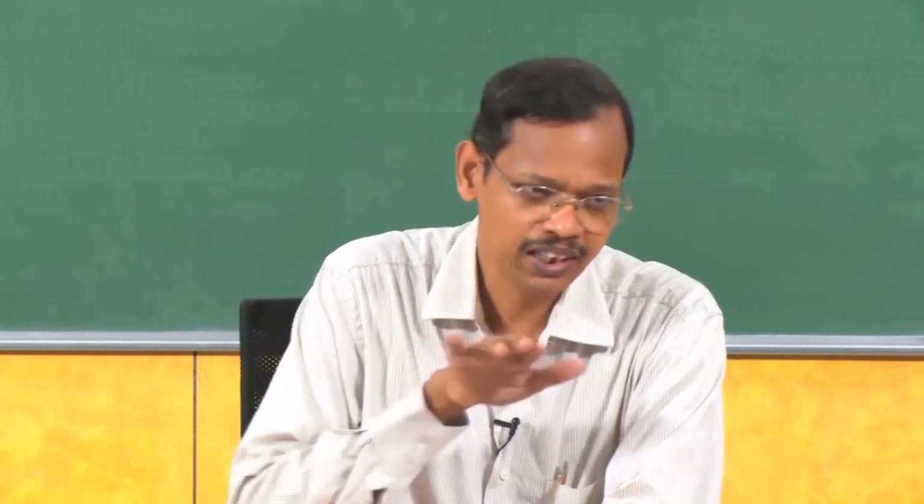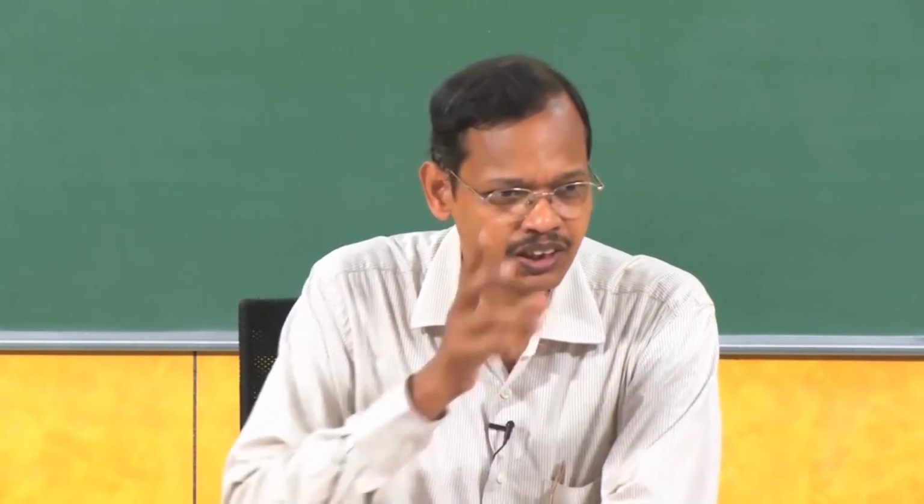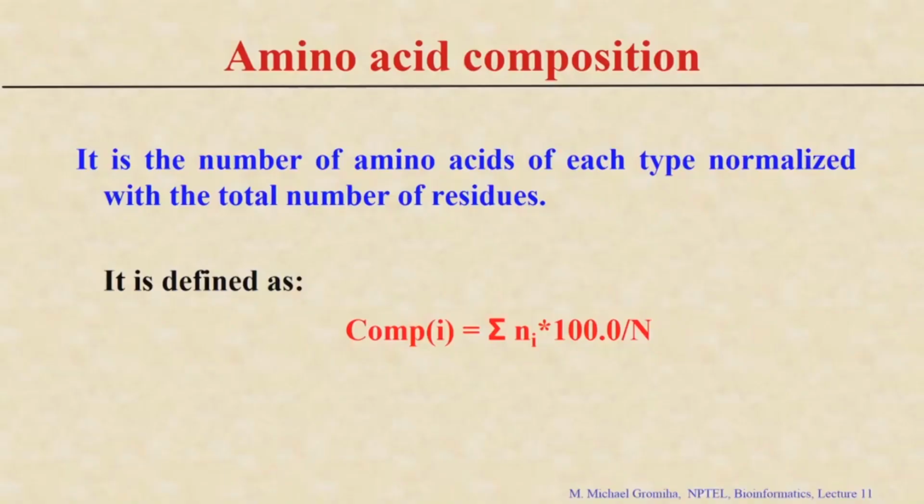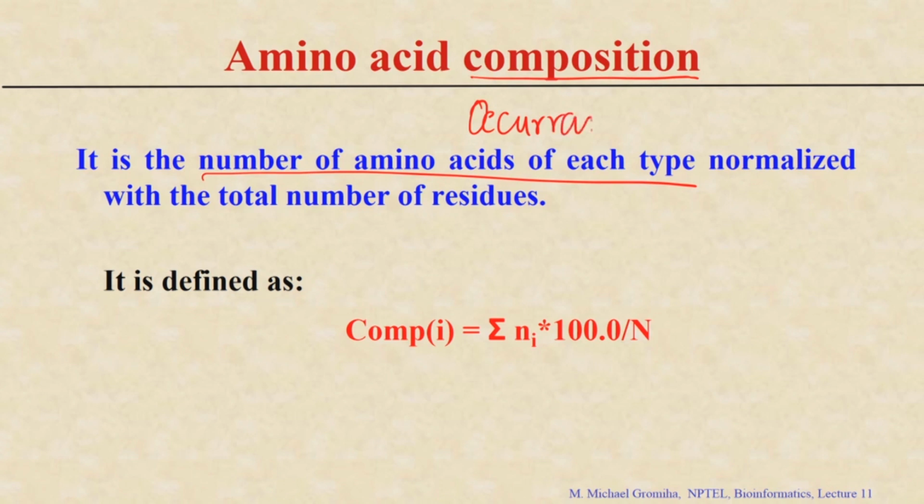If you normalize with the length, then you can see whether there is any preference of amino acid residues in any particular protein of different lengths. In this case we use the term composition. Composition gives you the normalized value of amino acid occurrence. The number of amino acids of each type is called the occurrence, and this is divided by the total number of residues n.